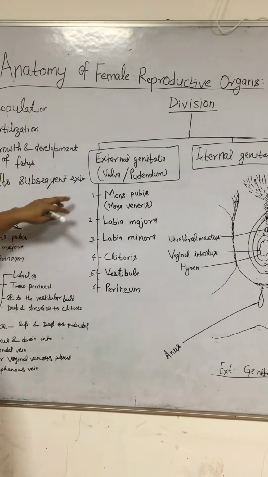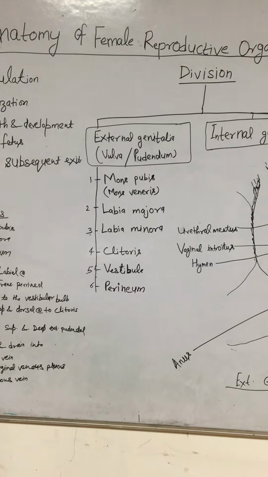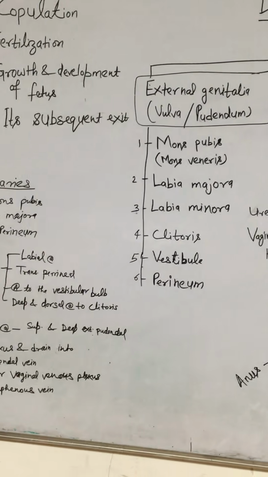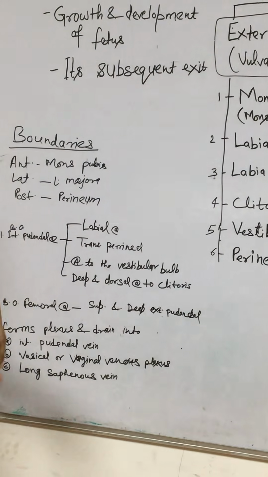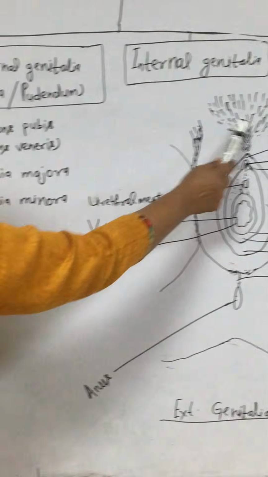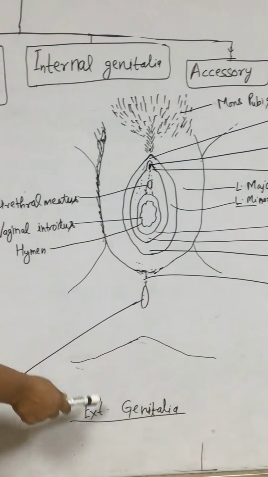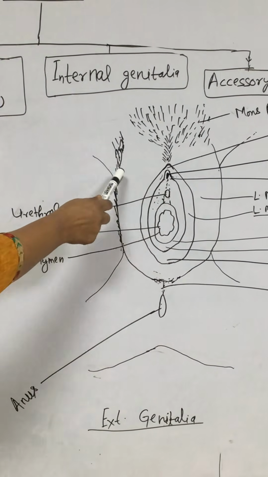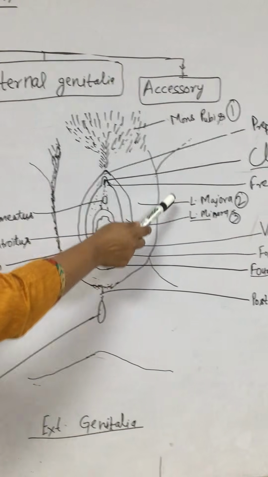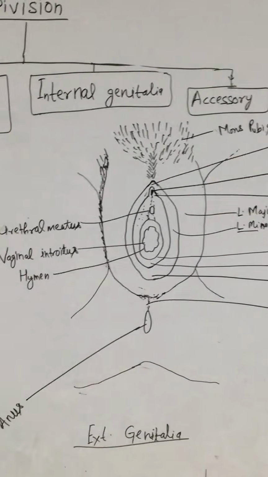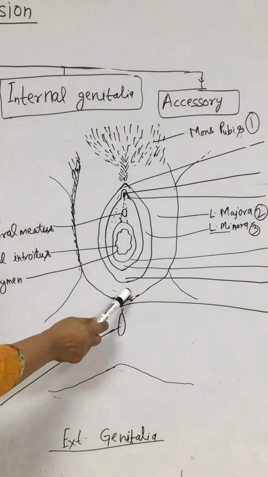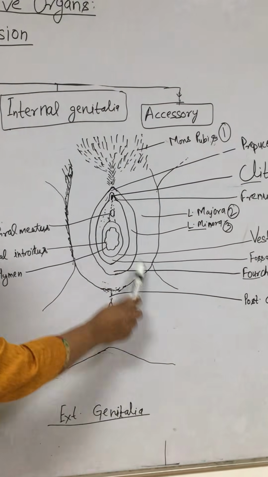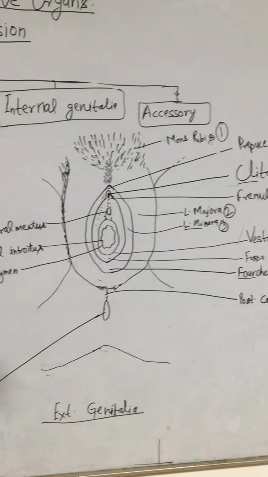Now the boundary of the external genitalia. Anteriorly is the mons pubis. This is the mons pubis. This is the external genitalia. Diagram of external genitalia: the anterior border is the mons pubis, the two lateral borders are the labia majora, and the posterior border is the perineum. Perineum is a diamond-shaped structure which I will discuss later.